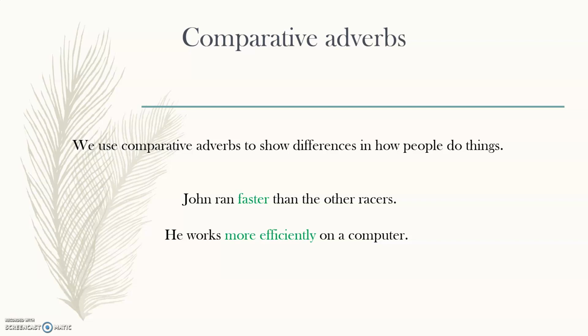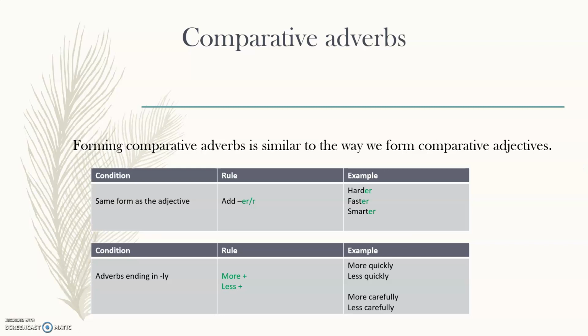We use comparative adverbs to show differences in how people do things. So John ran faster than the other racers. John's on a roll. He works more efficiently on a computer. Okay? Easy enough, right? Let's get going.